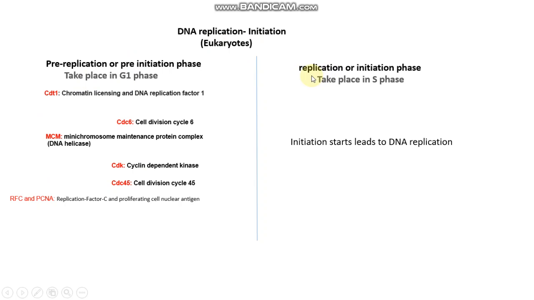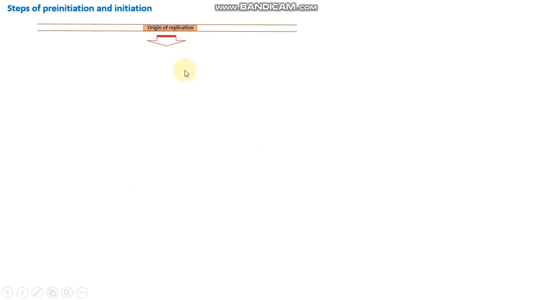Another phase is the replication or initiation phase that takes place in the S phase. In this phase the initiation starts and that leads to the DNA replication, and the rest of the process occurs. So mainly the DNA replication occurs in the S phase. All of these processes are very complicated, so I'll try to make it very simple. Let's have a look at the steps of the pre-initiation and initiation phase.